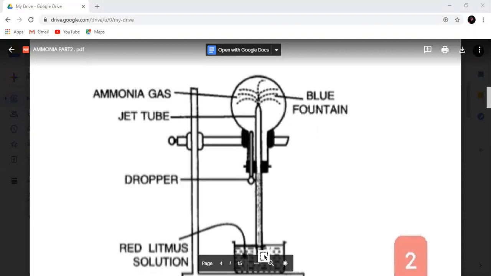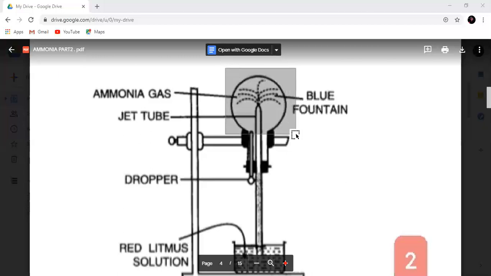What will happen now? From the trough, through the jet, this solution will move up from the higher pressure to the lower pressure. As the red litmus solution is present in the trough, it rushes out from the jet towards the round bottom flask, and it will come out through the nozzle. As the nozzle opening is very small, this litmus solution will splash out like a fountain. But the color of this litmus solution will turn blue. Now the question is, why is it turning blue?